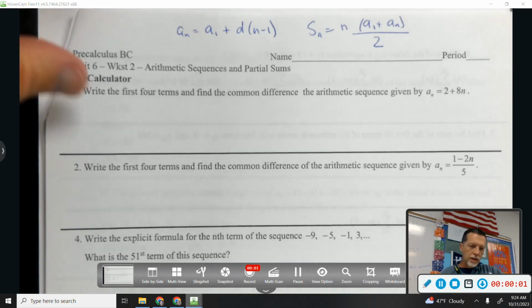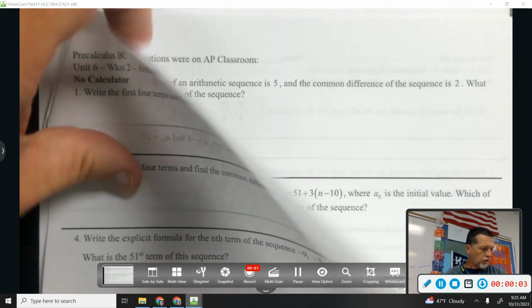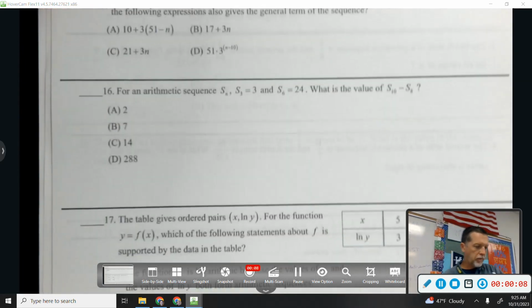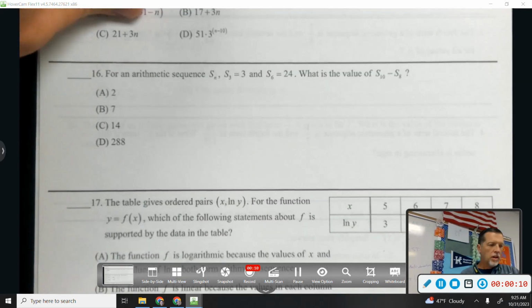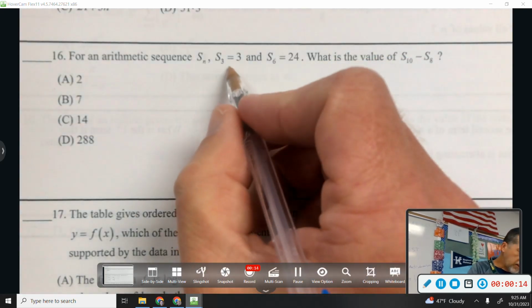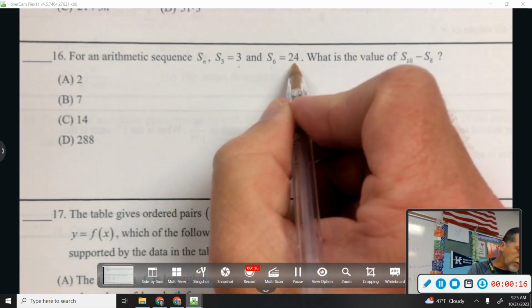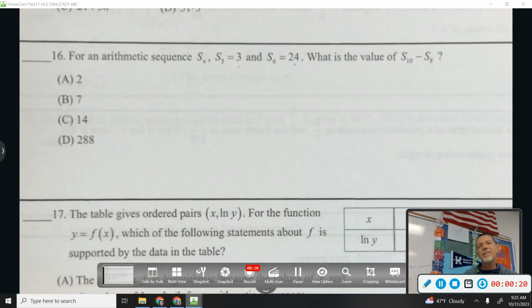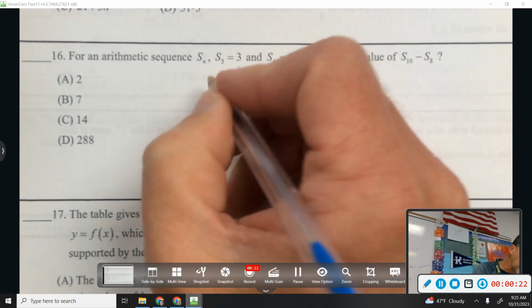Alright, so a random selection of solutions from worksheet 2, starting with number 16. For an arithmetic sequence, S of 3 is 3, S of 6 is 24. Find the value of S of 10 minus S of 8. Come on, what are we doing here?